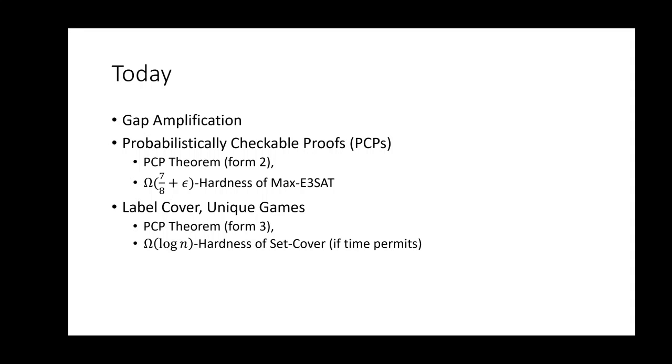Okay. And finally, we'll come down to the problems of label cover and unique games. The label cover problem is kind of the mother of hardness results in some sense, just like 3-sat was for showing NP hardness or NP completeness. Okay, so to show that a problem is NP hard, invariably you can reduce from some version of this label cover problem to start with. Okay. And we'll state the PCP theorem in its third form, which will involve the label cover problem. And if time permits, I will show, or at least give an idea of, the omega log n hardness for set cover. Okay.